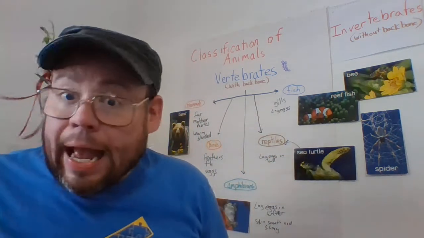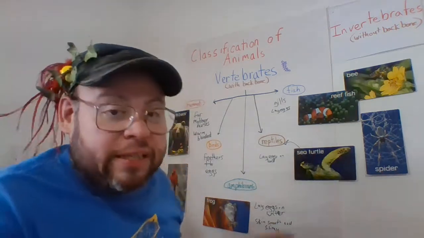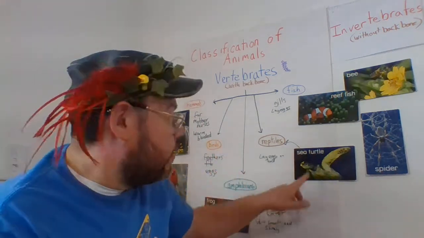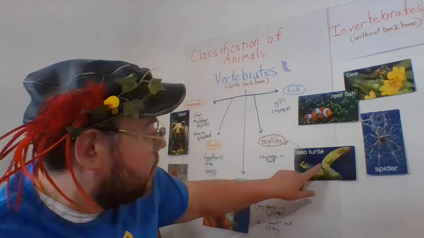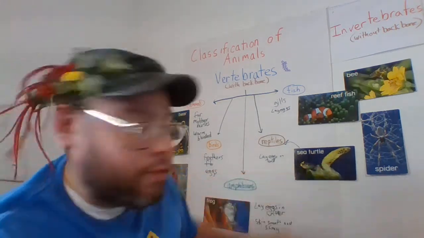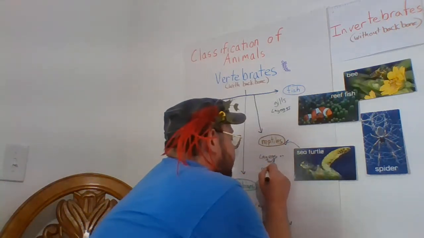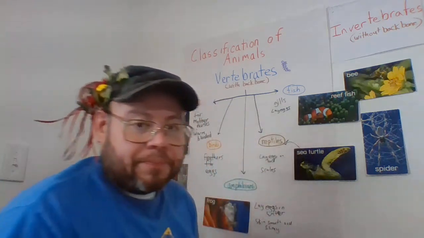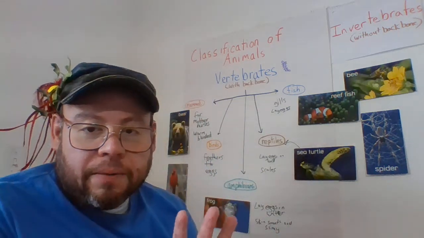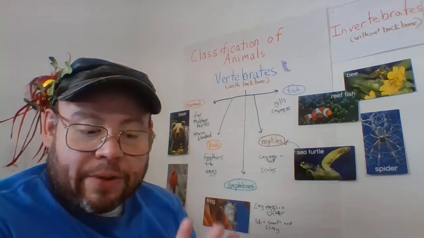Okay. And another thing is amphibians have smooth, slimy skin. Reptiles have bumpy skin. If you can see that turtle, it has scales, right? So reptiles have scales. Okay. So those are the five classifications of animals that we have.